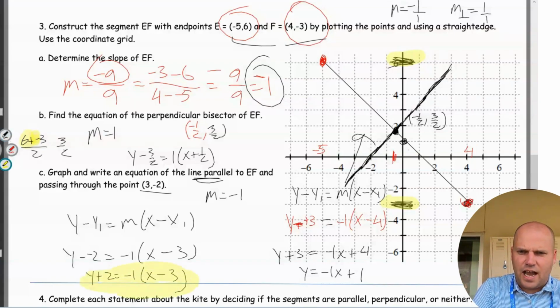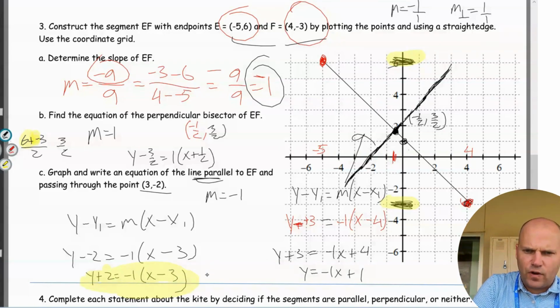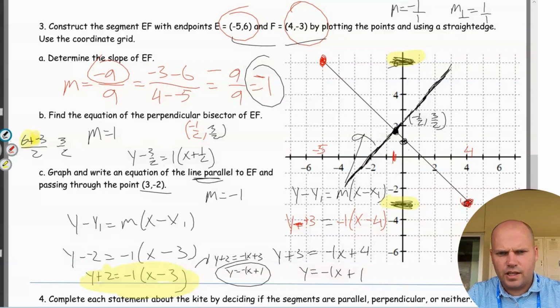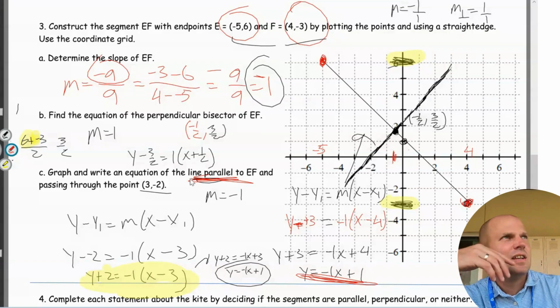If for some reason I asked you what would be the y-intercept, you can find the y-intercept by distributing. And you get that. Oh, that's funny. The parallel line is the same as the line. So they're like on top of each other.